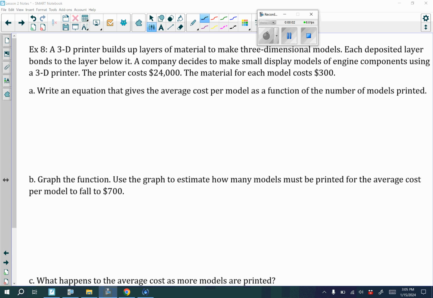Hey everyone, so here's the last part for our lesson 2 notes. So we're just taking rational functions and applying it to a real-world example here.